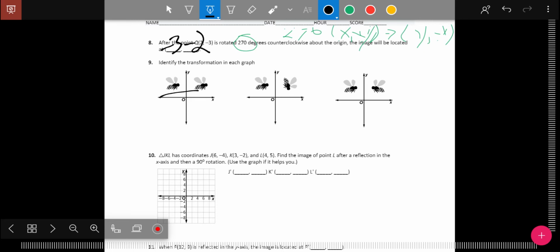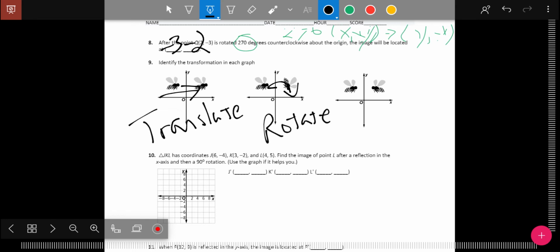This is a slide from right across, so that would be translation. This turns, and so that's rotation. And this flips, and so that's reflection.